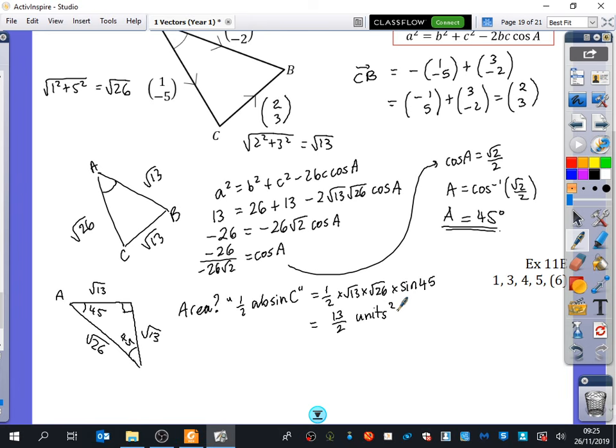Yeah, just base times height divided by 2, because as soon as you've got 90 degrees in there, you can find out the area in just the traditional way. We could also say that the area of the triangle is a half base times height. So in this case, it would be a half. The base is root 13, and the height is root 13, because those are the ones that are perpendicular. So it's a half times root 13 times root 13, which is also 13 over 2 units squared.